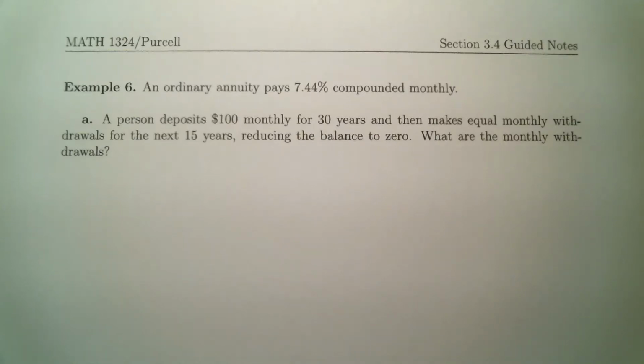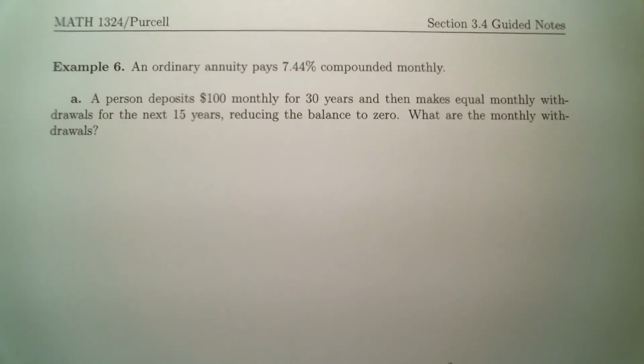Example 6. An ordinary annuity pays 7.44% compounded monthly. A person deposits $100 monthly for 30 years and then makes equal monthly withdrawals for the next 15 years, reducing the balance to zero. What are the monthly withdrawals? The question looks pretty short, but there is a lot going on here.